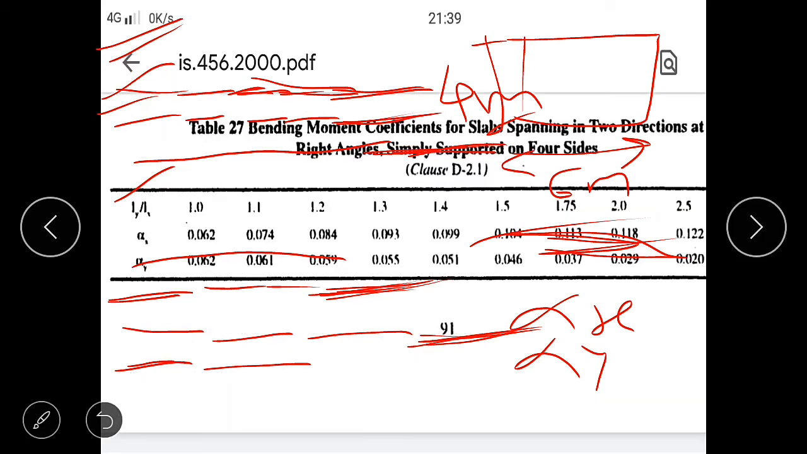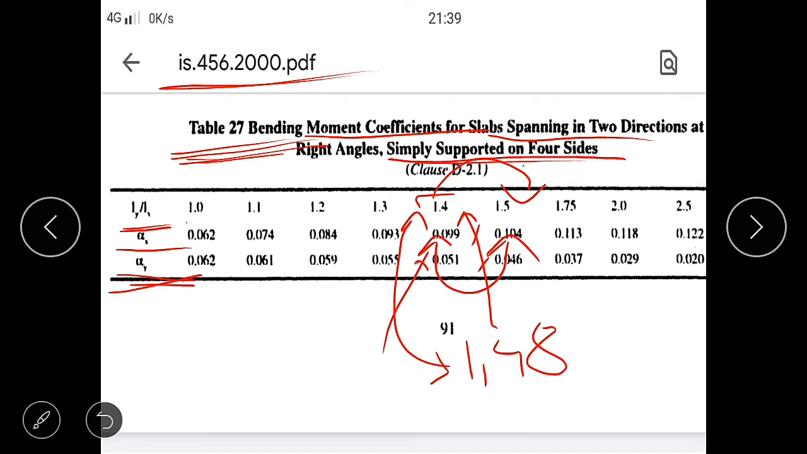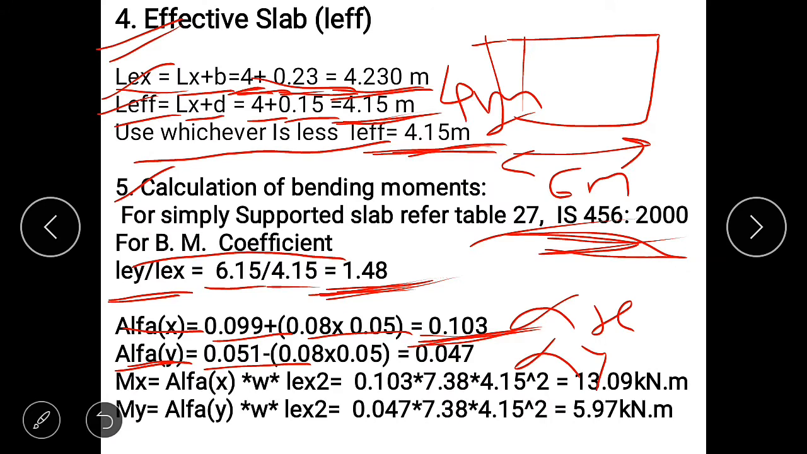In the same way we find alpha y. Alpha y lies between these two, 0.051 and 0.046, and 1.48 lies between these two. So the answer is 0.047. How do we calculate this answer? By the interpolation method. So alpha y is 0.047.